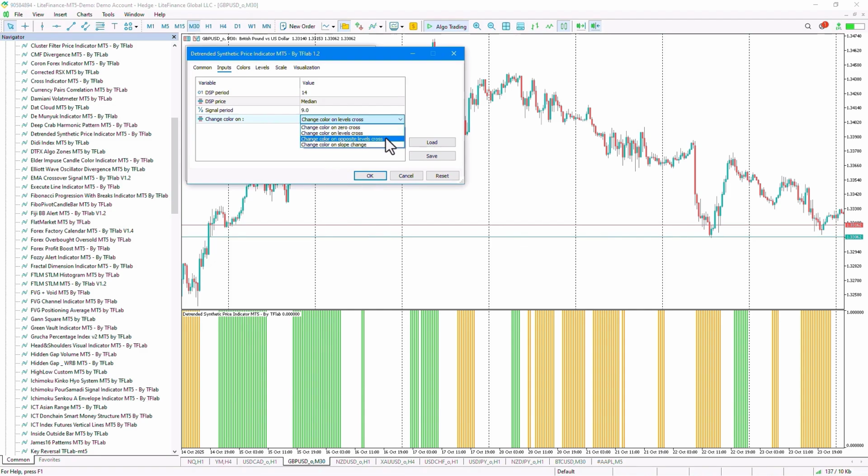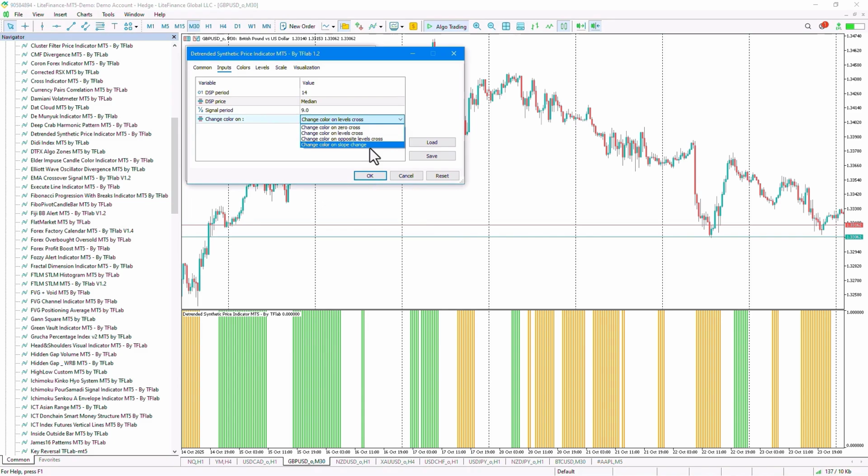By selecting the next mode, the opposite of the second mode is applied. That is, when it exits the upper levels and moves downward, the histogram values are shown in orange, and if it exits the lower levels and the values increase, the histograms are displayed in green.